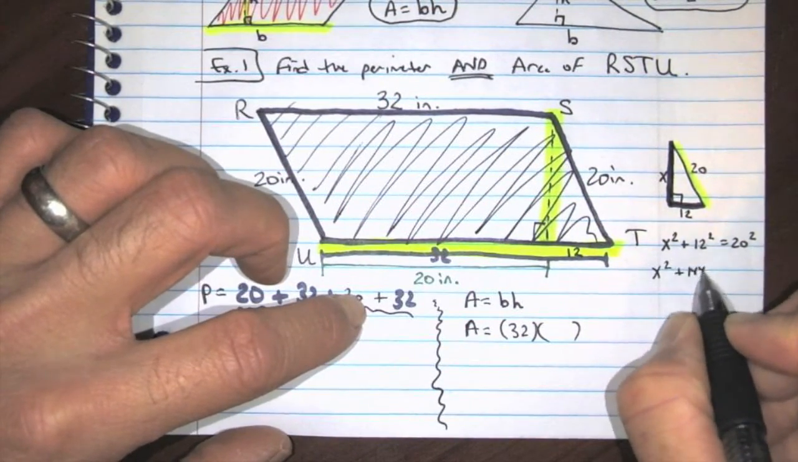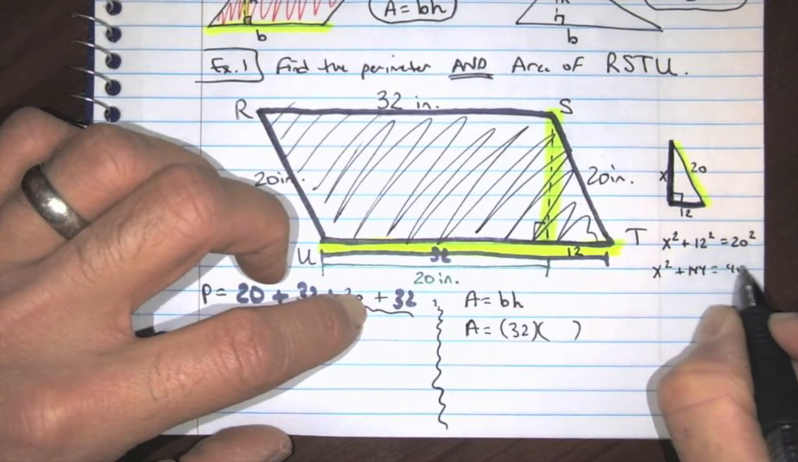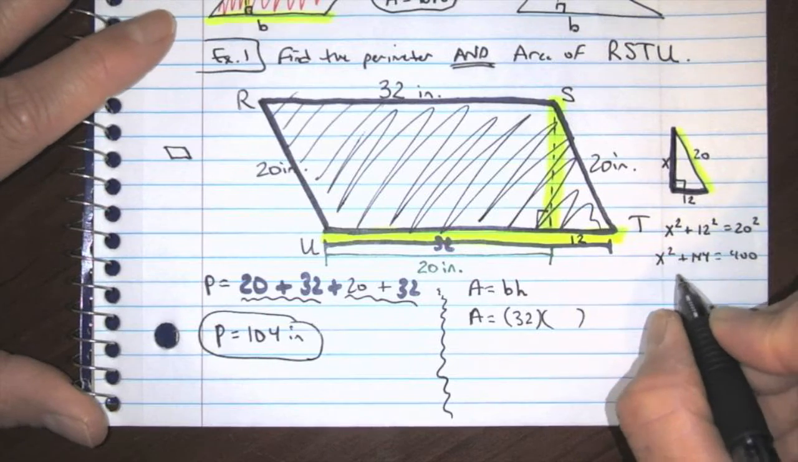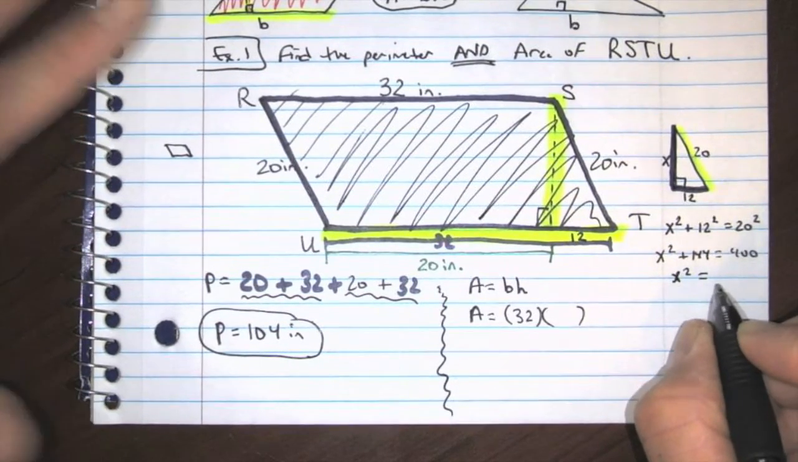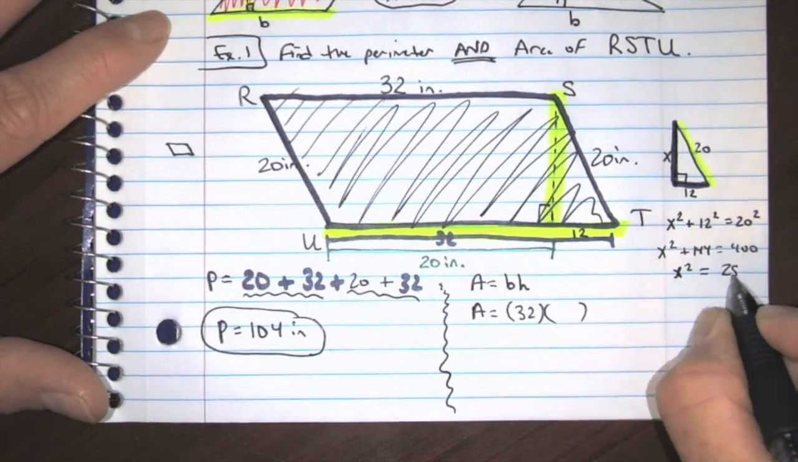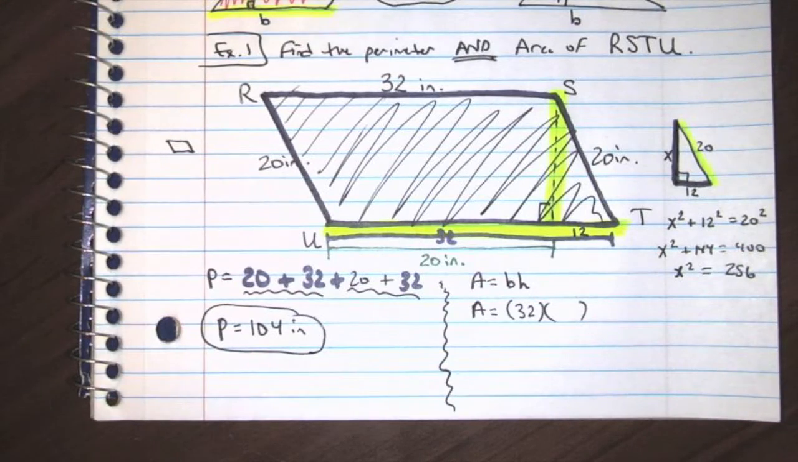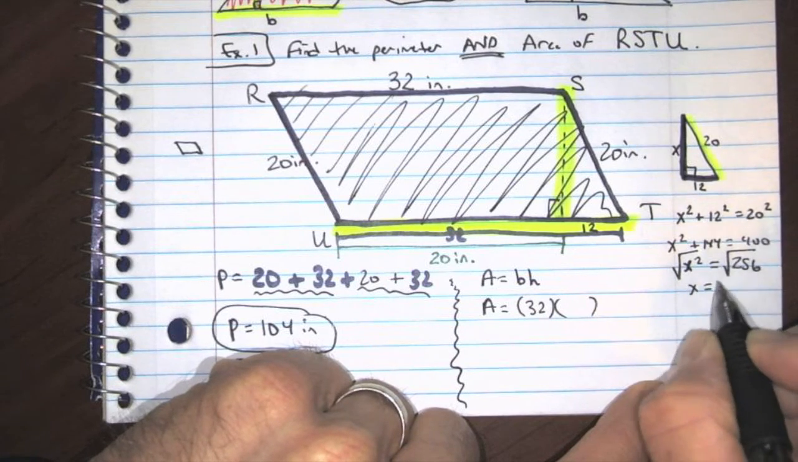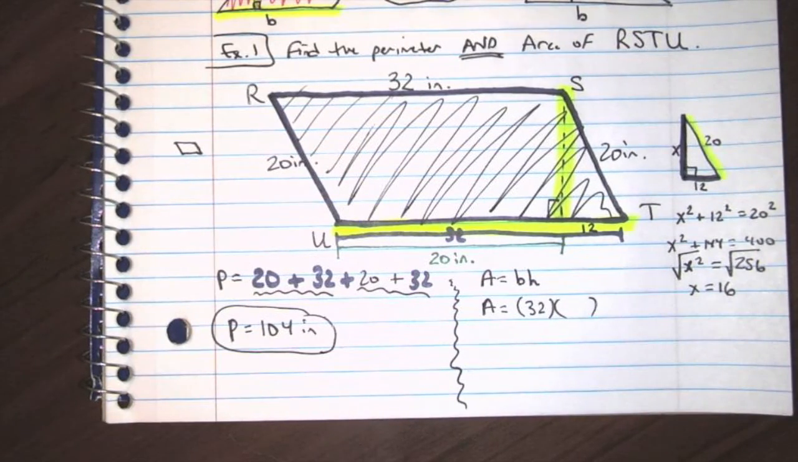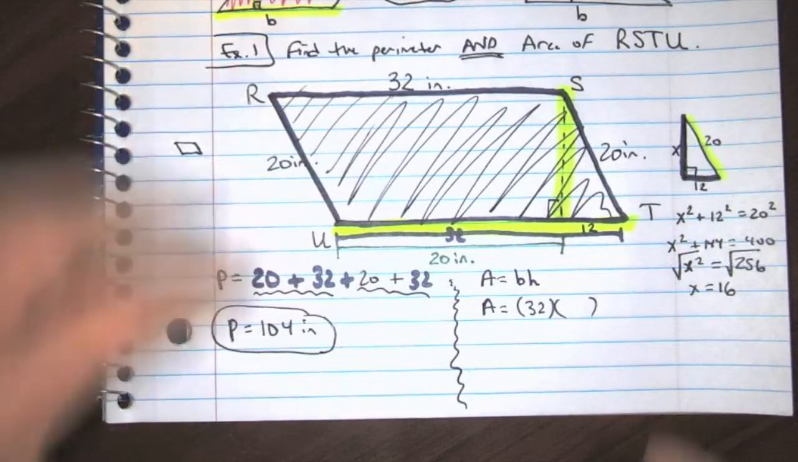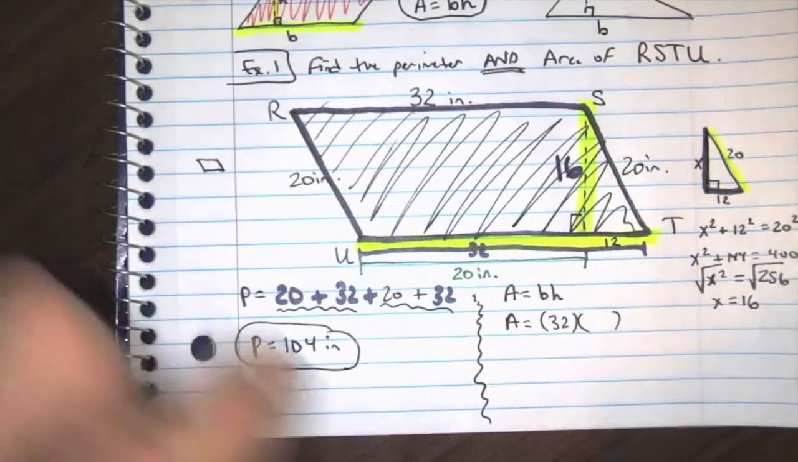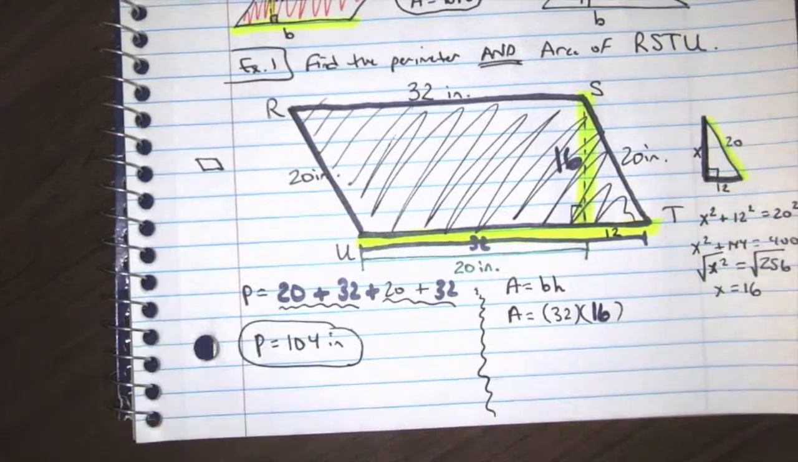Okay, 12 squared is 144. 20 times 20 is 400. Good. Alright, subtract 144 on both sides. Calculators, if you got them, get them out. I think it's 256. And then last but not least, to find x, square root both sides. And x is going to be 16. Square root of 256, everybody, is 16. There's your height. Let me go ahead and write that in. 16 is right there. That's what you need to find the area.